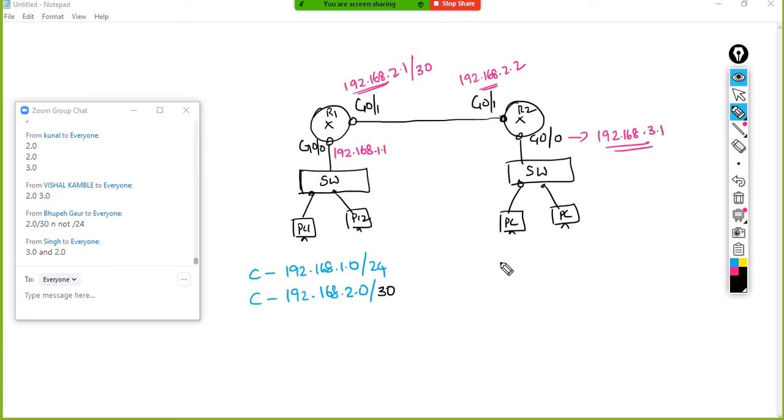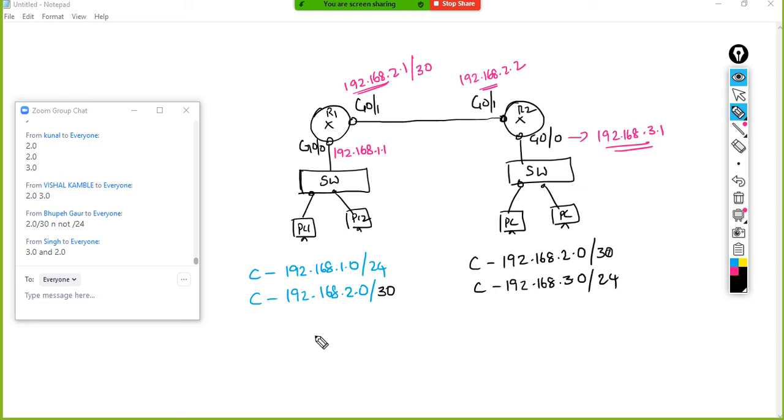Yeah. Then after that, let's go here. Router 2 perspective, the connected networks are 192.168.2.0, which is /30. And the next one is 192.168.3.0/24. Do you understand, everybody?